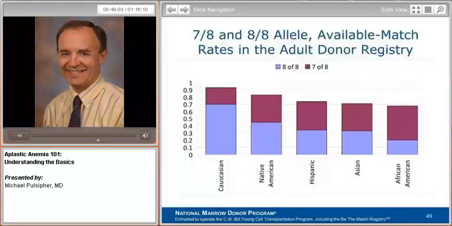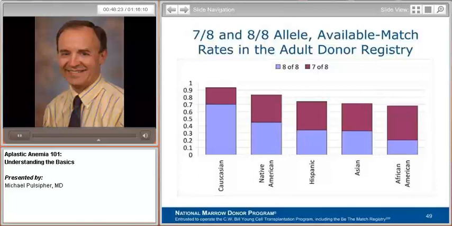There are some that are under development. Let's look at this in more detail. Here's the challenge. 8 of 8 is what we want if we want a regular unrelated bone marrow. And whether or not you're going to have an 8 of 8 kind of depends on your background. As you can see here, 8 of 8 happens in about 70% of Caucasians.